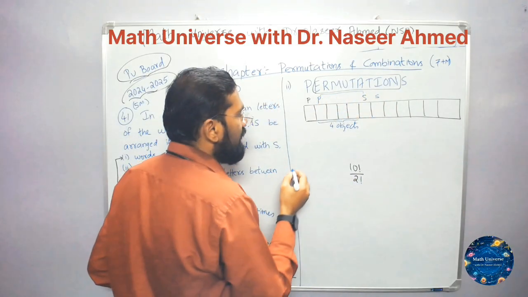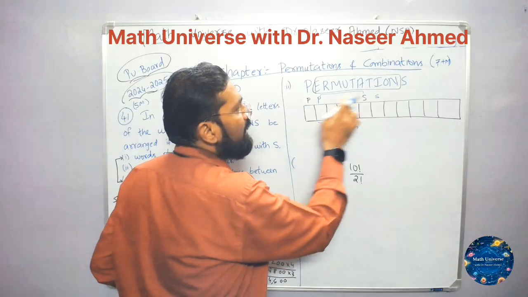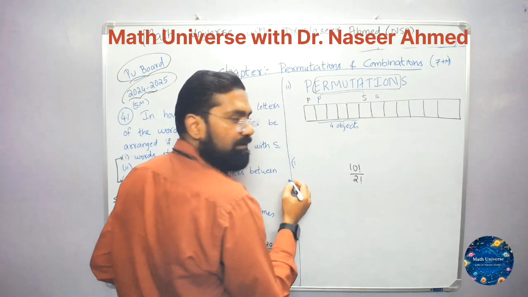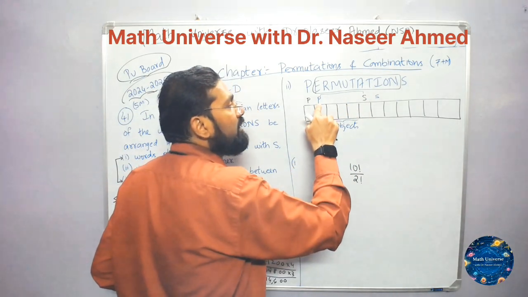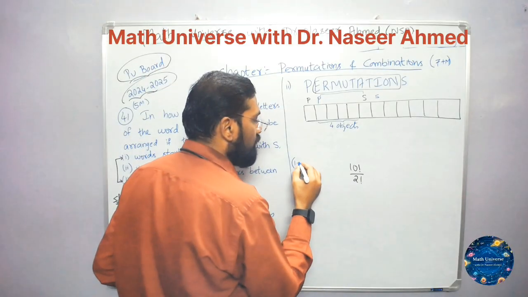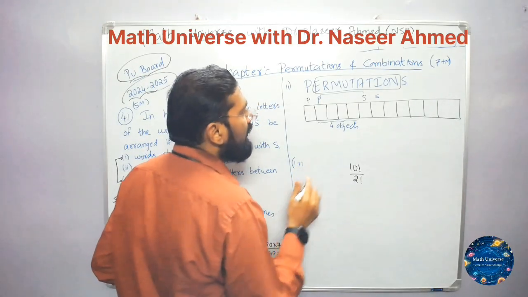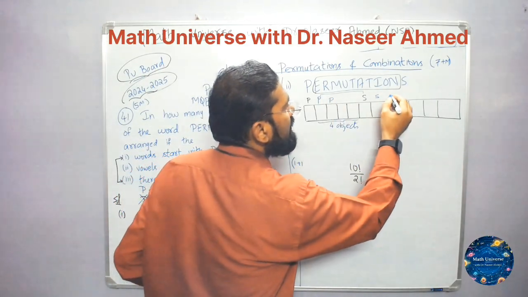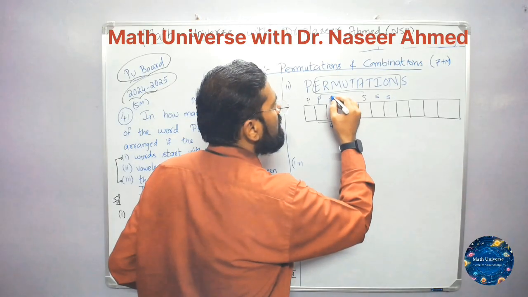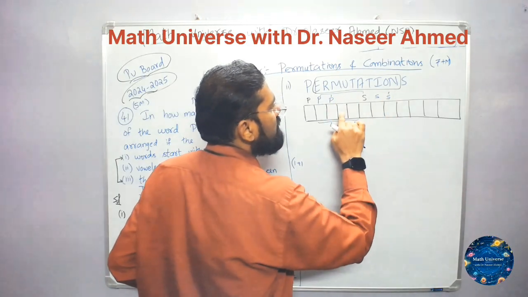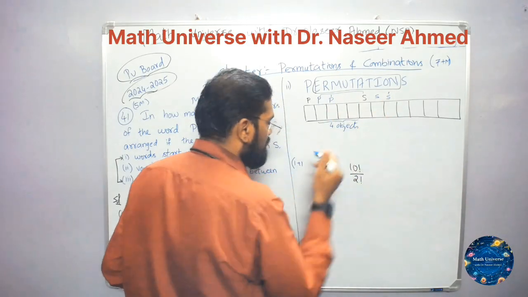So let us write it here. For this black color, P and S, that is one particular way. Now I can have P here and S here. So one more particular way. Again, I can have P here and S here. Again, between this P and this S, see how many boxes? 1, 2, 3, 4. So one more way.